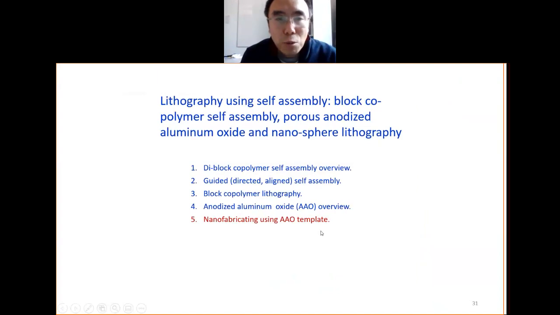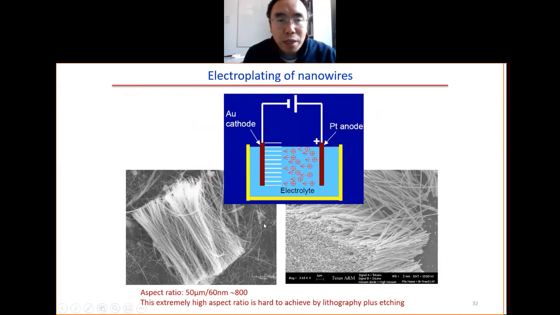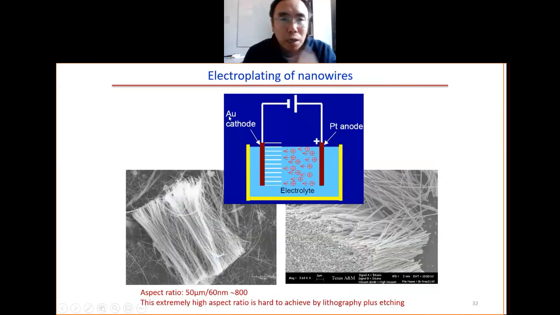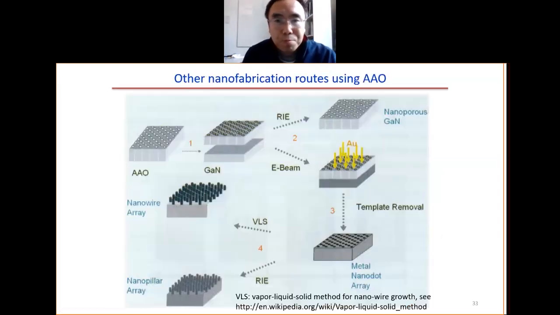Now let's look at what the use of AAO is for nanofabrication. The obvious application is to make nanowires. You can see you coat some gold electrode as the connecting layer. Then you cover the backside with some epoxy. Then you do electroplating. You get these very, very long high aspect ratio nanowires. So this is one of the main applications of the anodized aluminum. You get nanowire growth.